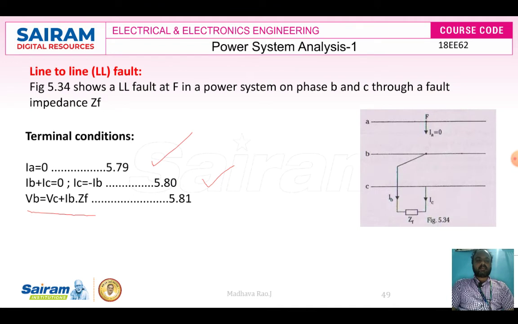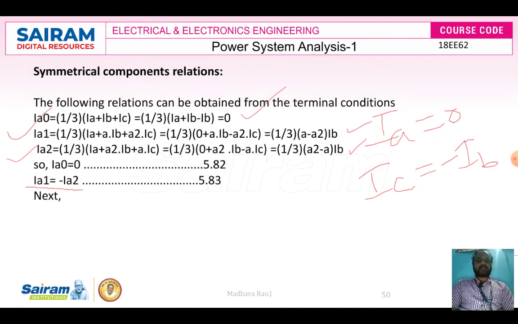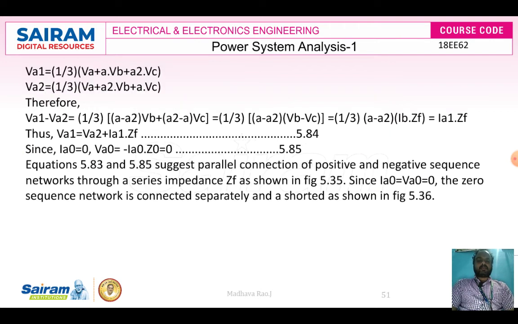These component relations we are getting from the terminal conditions, and terminal conditions we get from the fault. So, here in this diagram, A phase is open, that is why we can write IA as 0, and B and C are short circuited through a ZF. So, IB plus IC is equal to 0. So, the voltage across B phase, VB, is equal to VC plus IB into ZF. According to these terminal conditions, we will find out the symmetrical component relations.